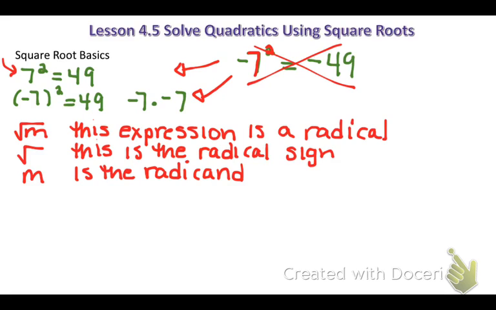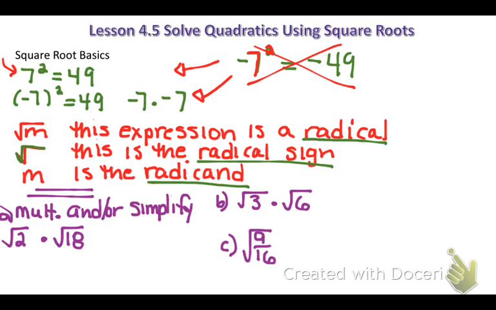You must also know in this lesson that the square root of m, this expression, is called the radical. This is the radical sign, and the m is the radicand. We're going to multiply and simplify before we get on to solving. So I have 3 examples.